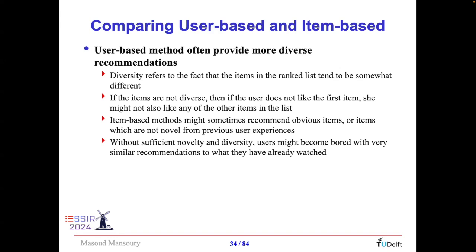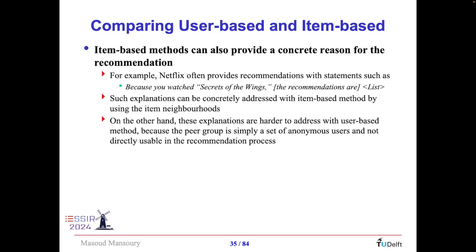So that's why we say user-based collaborative filtering might be more effective in terms of diversity, recommending more diverse items to the users. And item-based collaborative filtering is known to be more transparent, it's easier to explain why certain items are shown to the user. So in terms of explanation, item-based might be more preferred than user-based collaborative filtering.